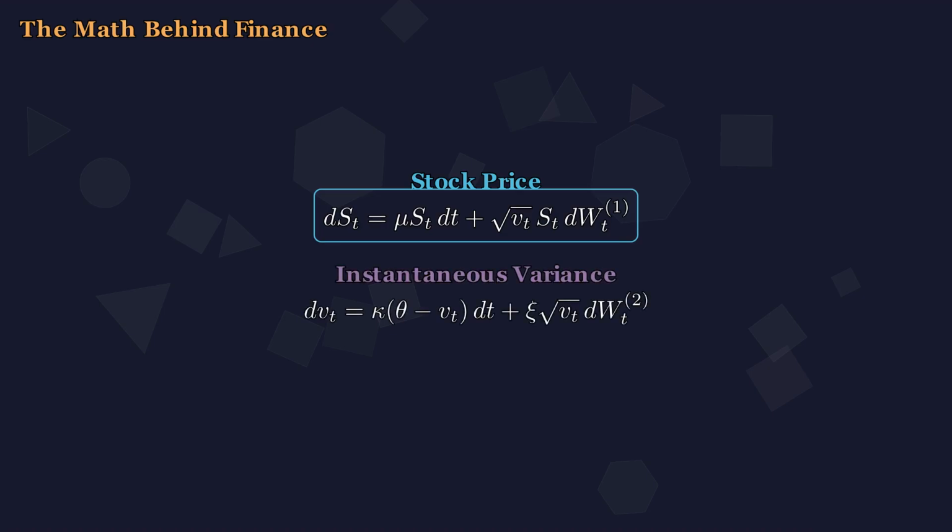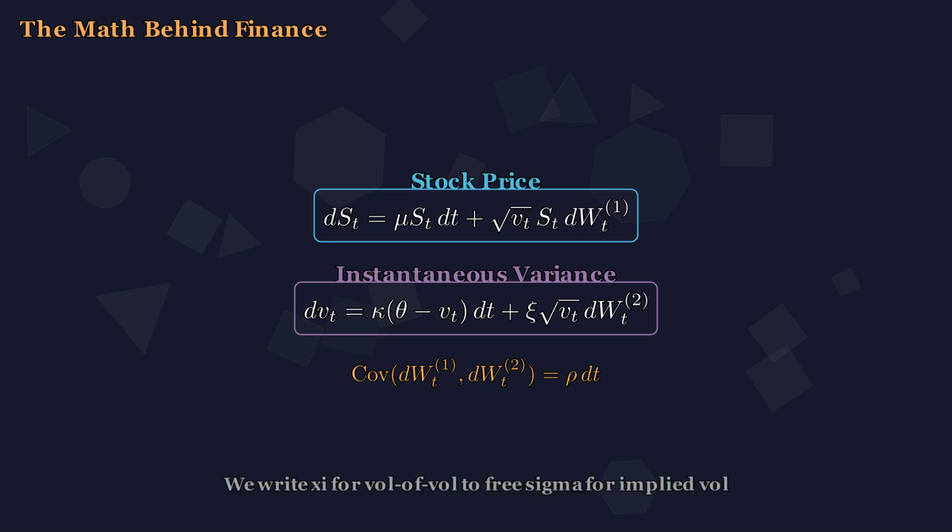Second, the variance. dV equals kappa times theta minus V times dt plus xi times the square root of V times dW2. This is a CIR process named after Cox, Ingersoll, and Ross. It has 2 forces, a mean-reverting drift that pulls V back toward theta, and a diffusion term proportional to the square root of V. And critically, the 2 Brownian motions W1 and W2 are correlated. Their covariance is rho dt. When rho is negative, a drop in the stock price tends to coincide with a rise in variance. This is the leverage effect encoded directly into the mathematics. A quick note on notation.